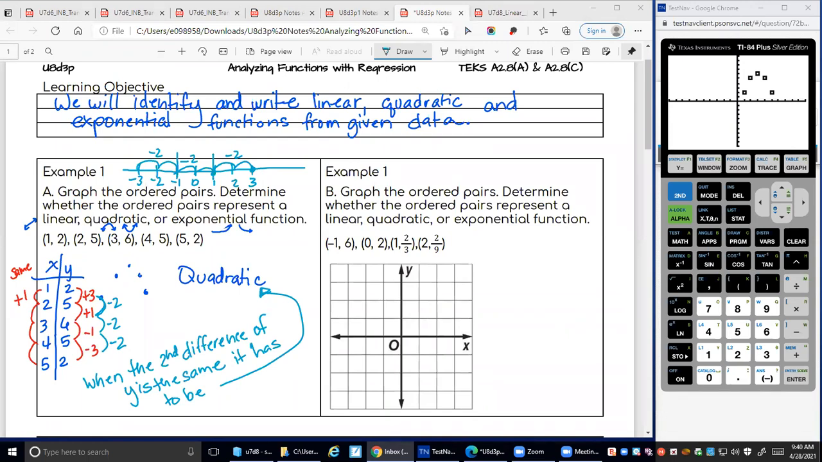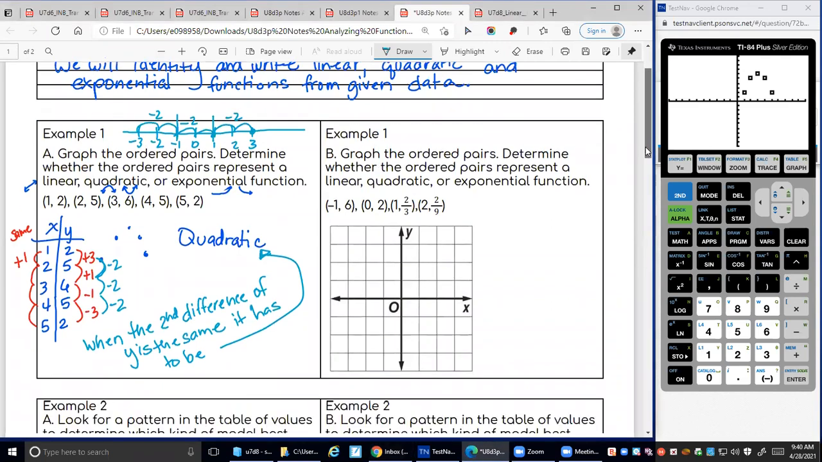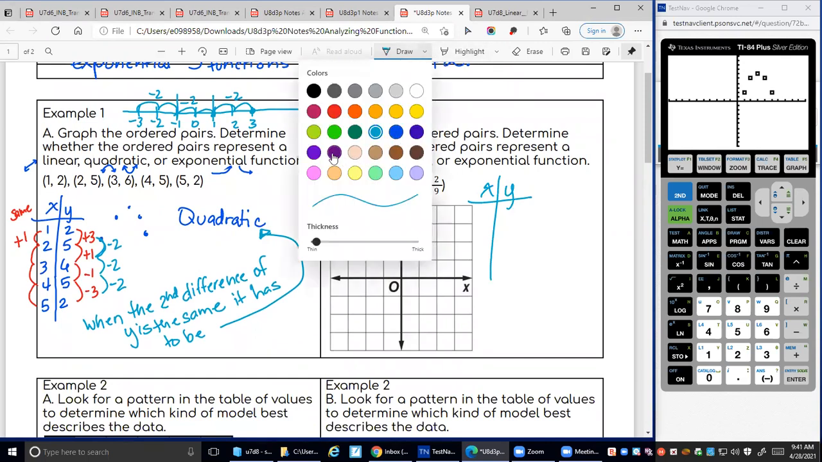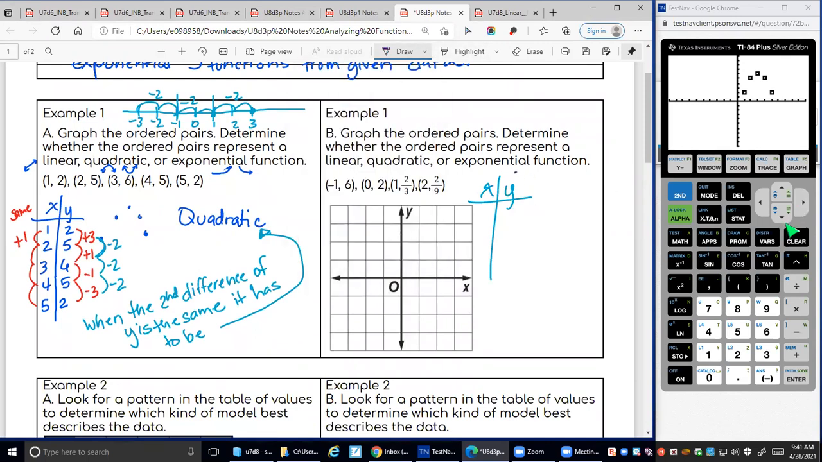And let's go ahead. Next part. All right, let's look at this next one. So here they're telling us to graph these points, determine whether the ordered point pairs represent linear, quadratic, or exponential. All right, so if we graph it, we need to make a table, okay? So I'm gonna go ahead and make a little table here, X and Y. I will tell you there is a trick to entering fractions into the calculator, so I'm gonna show you. We have -1, 0, 1, and 2.